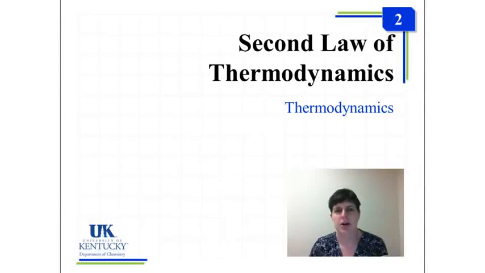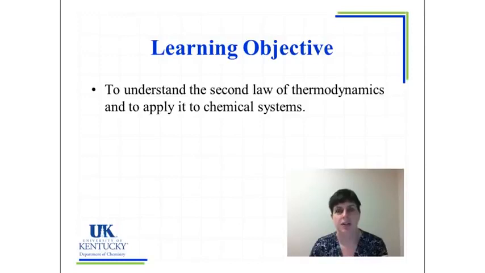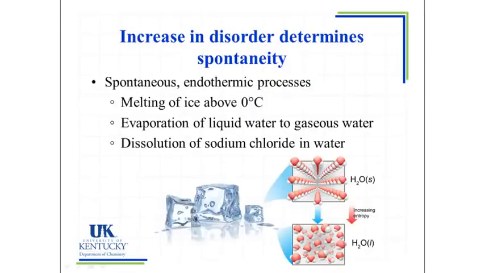In this module, we're going to talk about the second law of thermodynamics. Our objective of this module is to understand the second law and to see how it applies to chemical systems. One of the things we look at to determine spontaneity is a measure of the disorder in the system.